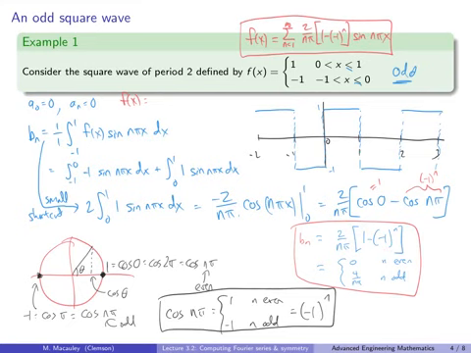So f of x for each odd term is 4 over n pi. So f of x is 4 over 1 times pi times sine of 1 times pi x plus 4 over 3 pi times sine of 3 pi x plus 4 over 5 pi times sine of 5 pi x plus 4 over 7 pi times sine of 7 pi x plus dot dot dot.